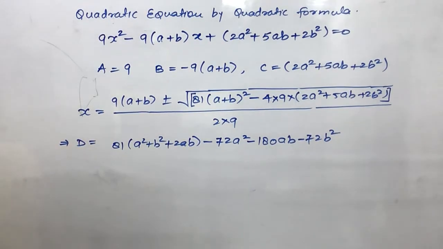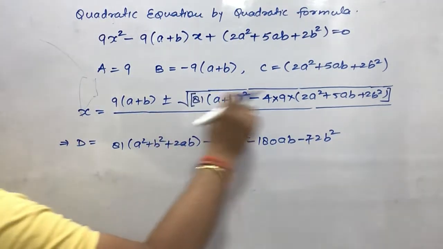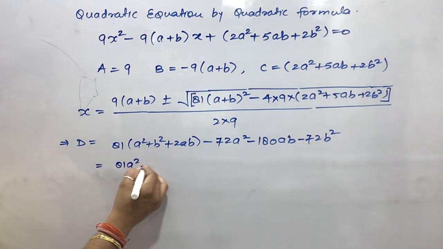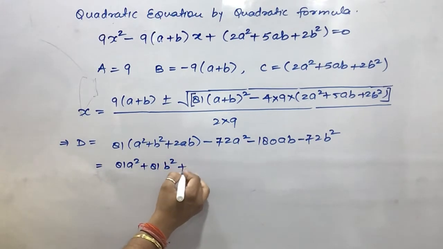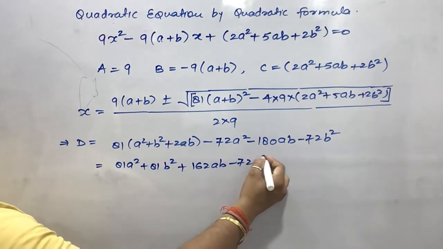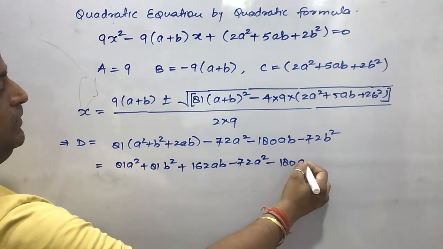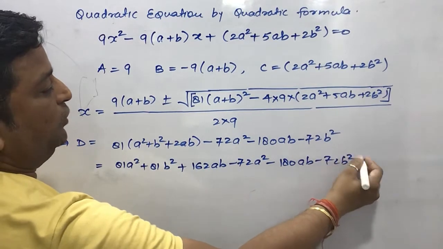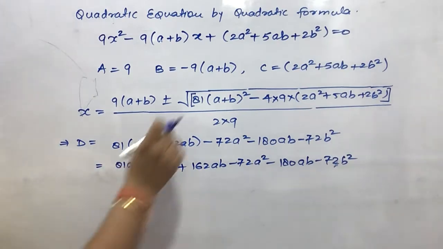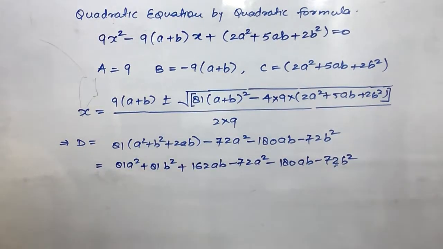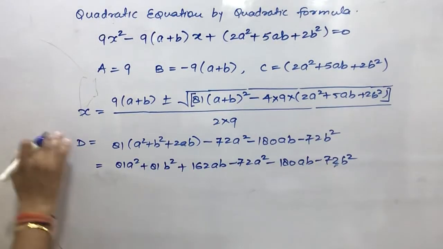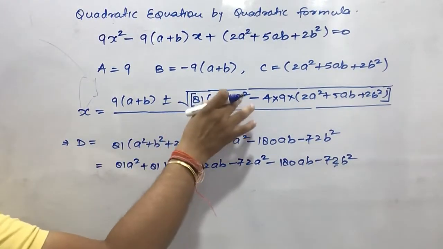See here. So first of all, I am going to simplify the value written under root. It will be what? 81a square, 81b square, 162ab minus 72a square minus 180ab minus 72b square. What I want to tell you here, when you are going to solve such type of question, if the calculation under root is very lengthy, so you must try to solve this one in another way or on the extra side, so that you are not confused at all.